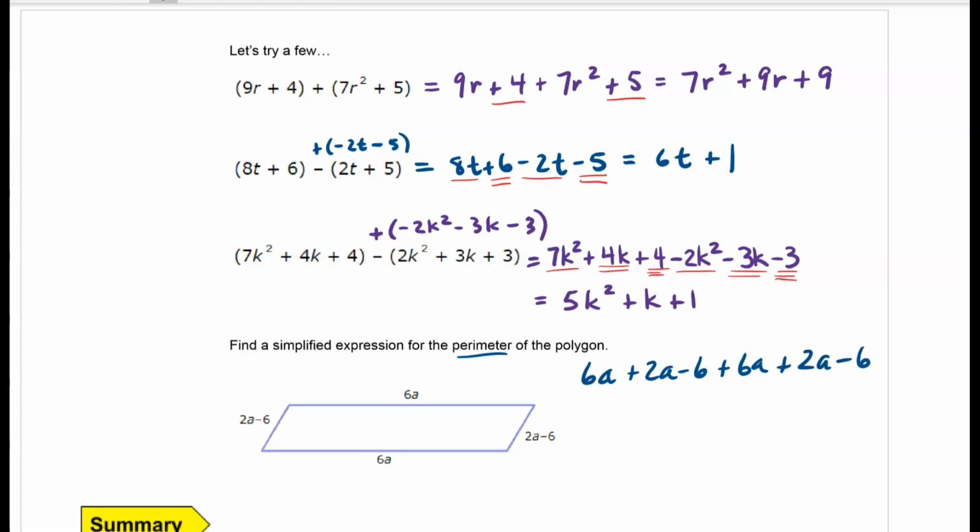Now we want to combine the like terms. So 6a plus 2a is 8a plus 6a is 14a plus 2 more a is 18a. Then we can add our numbers. We have a negative 6 and another negative 6, which gives us minus 12. So this is a simplified expression for the perimeter of the polygon.